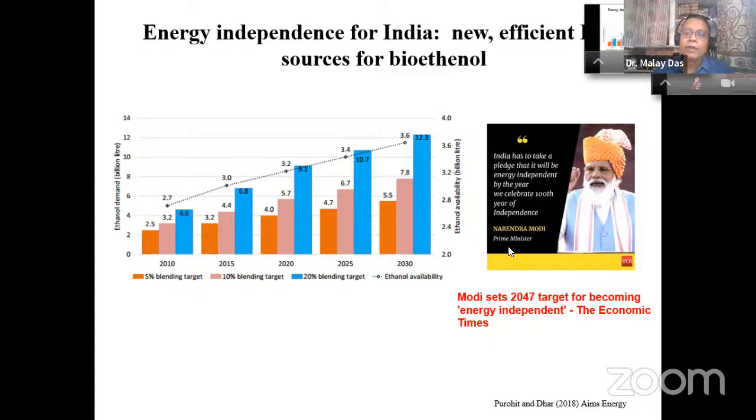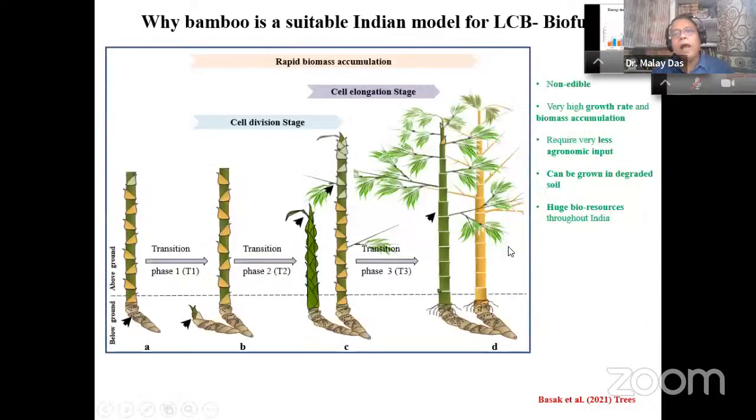So out of LCB, we propose that bamboo has enormous potential to be used as a raw material to produce LCB-based biofuel. And why do we believe so? There are many reasons, but a few of them to chart here is that this is a non-edible plant, so it is not connected to the food cost.